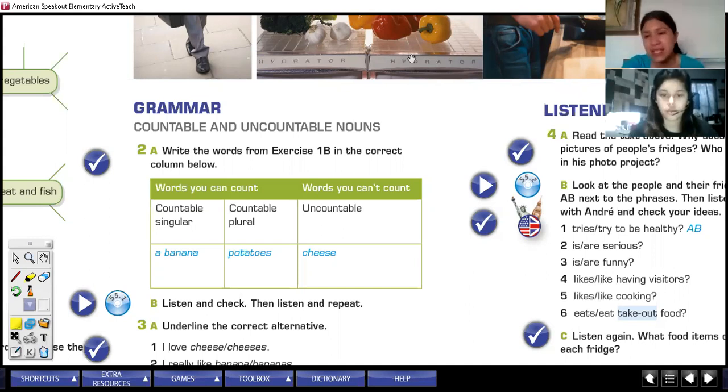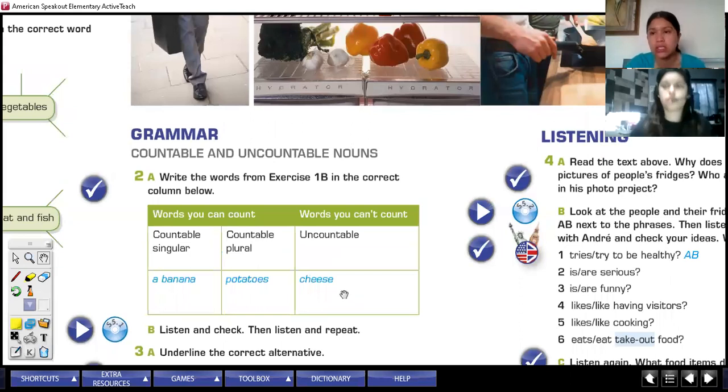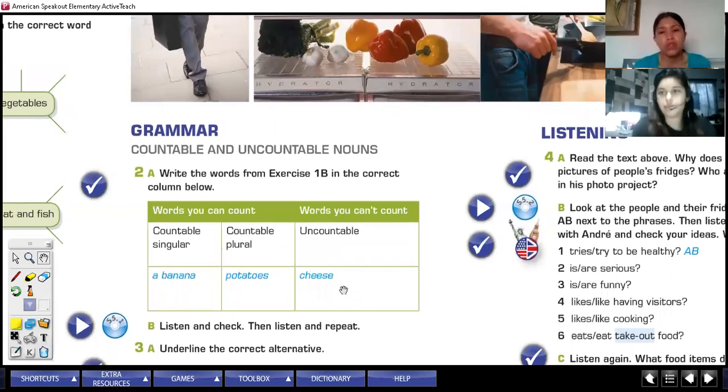Entonces, how can I identify an uncountable noun? Bueno, si tu sustantivo no lo puedes hacer plural, o sea, solamente existe una palabra, talking in English, right? It means that it's uncountable. For example, let's say, what do I have here? Okay, here, cheese. Yo no digo two cheeses or three cheeses. Cheese is just cheese. El queso es queso, singular or plural.